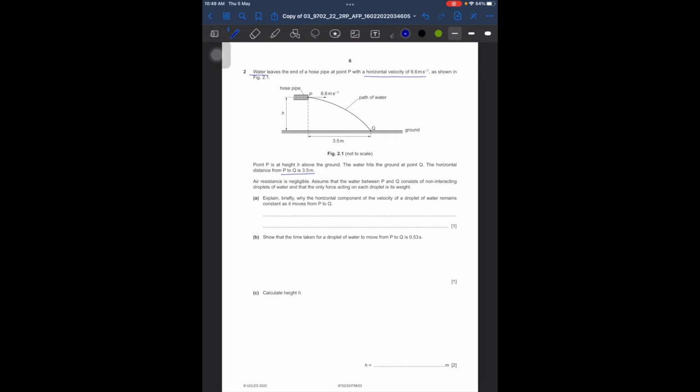Air resistance is negligible. Assume that the water between P and Q consists of non-interacting droplets of water, and the only force acting on each droplet is its weight. They have given an indication that you have to focus on this point. If you read the first part, explain briefly why the horizontal component of the velocity of a droplet of water remains constant as it moves from P to Q. Obviously, there is no force acting in the horizontal direction because they have already told us the only force acting is the weight. So there is no horizontal force acting on the droplet.